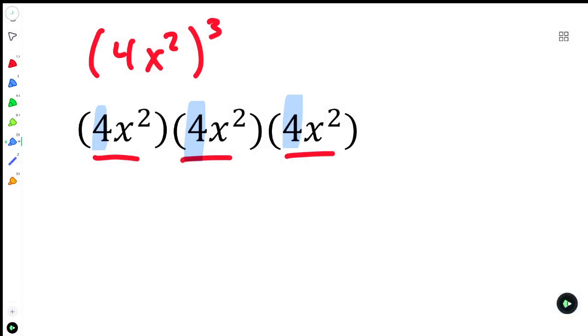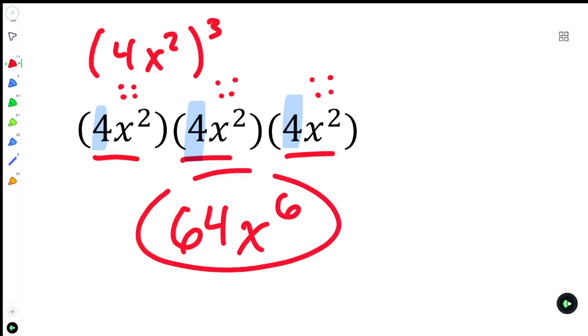And the other thing I have is x squared, x squared, x squared. This is 2 factors of x, 2 factors of x, 2 factors of x, right? xx, xx, xx. My answer here is I've got 64 and then x to the 1, 2, 3, 4, 5, 6, x to the 6th power. 64x to the 6th power.